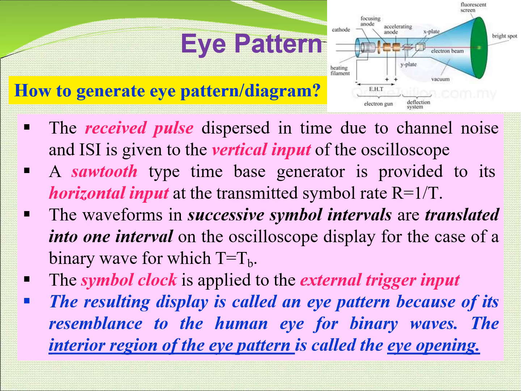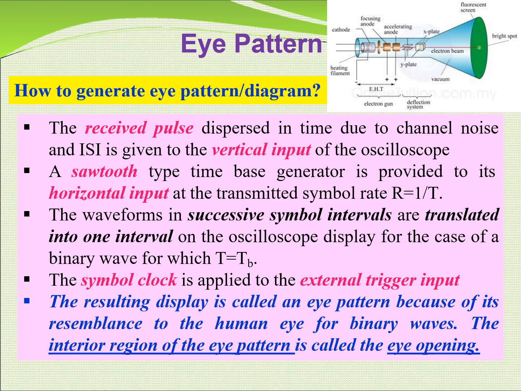So how do we generate an eye pattern, or an eye diagram? First, the received pulse, dispersed in time due to channel noise and ISI, is given to the vertical input of the oscilloscope. A sawtooth-type time base generator is provided to its horizontal input at the transmitted bit rate R equals 1/T. The waveforms in successive symbol intervals are translated into one interval on the oscilloscope display, for the case of a binary wave for which T is equal to Tb. The symbol clock is applied to the external trigger input. The resulting display is called an eye pattern because of its resemblance to the human eye for binary waves.